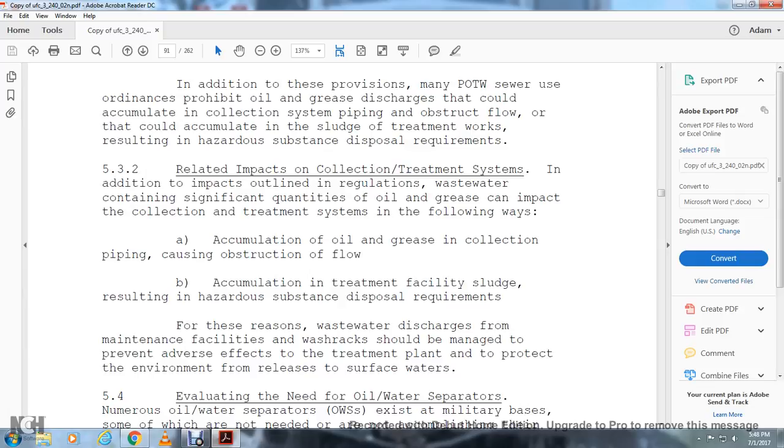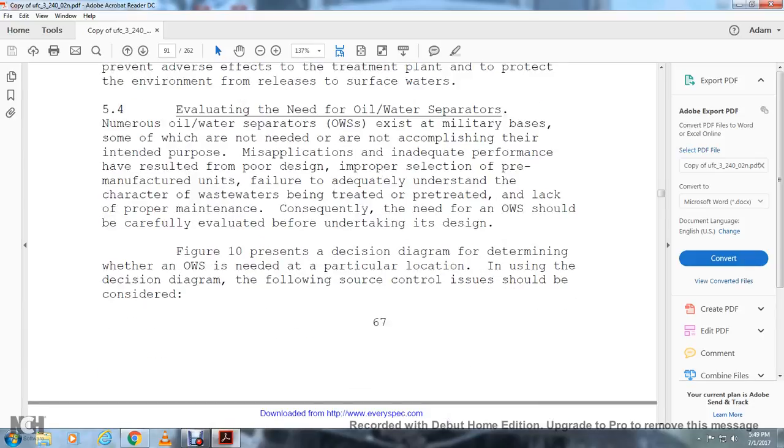5.3.2 Related impacts on collection and treatment systems. In addition to the impacts outlined in the regulations, wastewater containing a significant quantity of oil and grease impacts the collection and treatment system in the following ways: accumulation of oil and grease in the collection system piping, causing obstruction of flow, and accumulation in treatment facility sludge, resulting in hazardous substances disposal requirements. For these reasons, wastewater discharge from maintenance facility wash racks should be managed to prevent adverse effects on the treatment plant and protect the environment from release to surface waters.